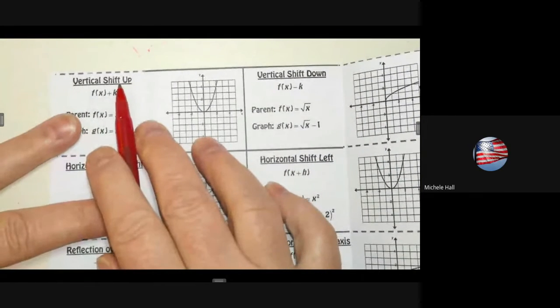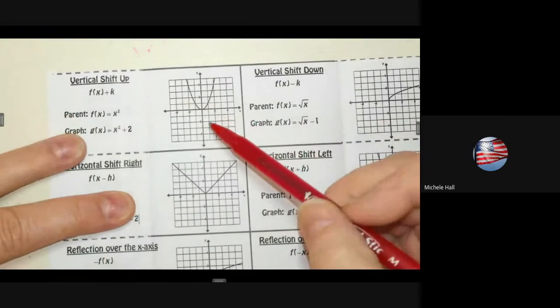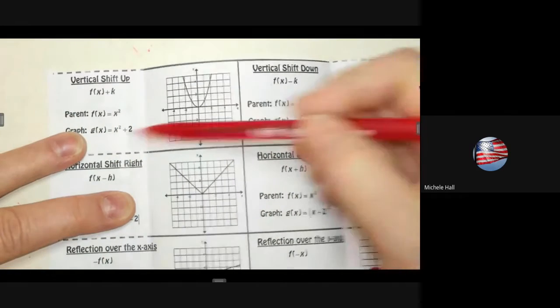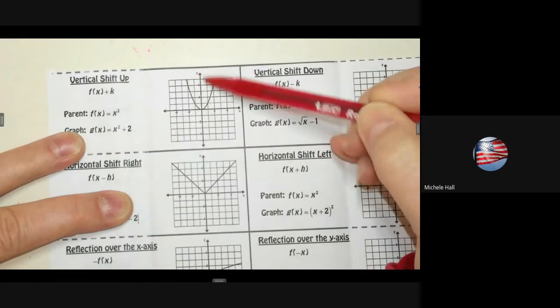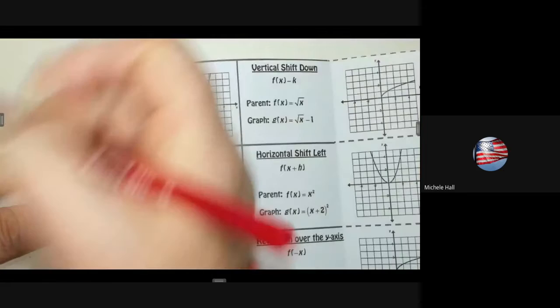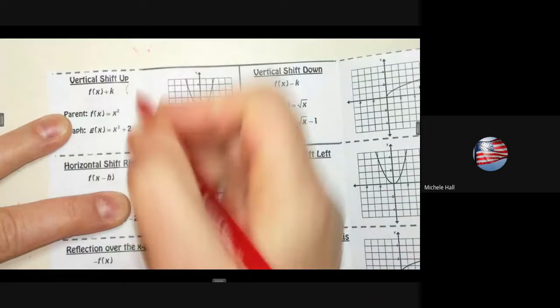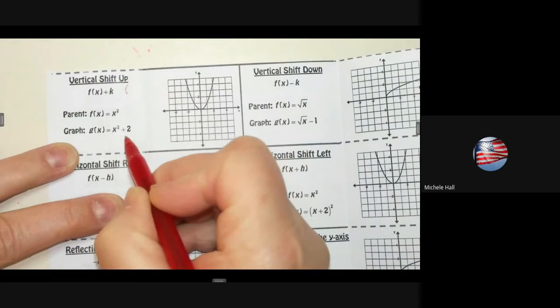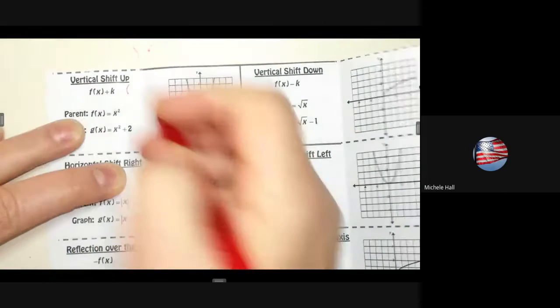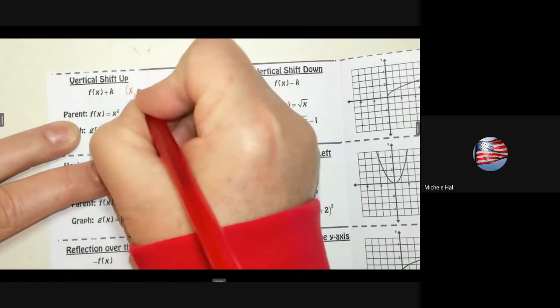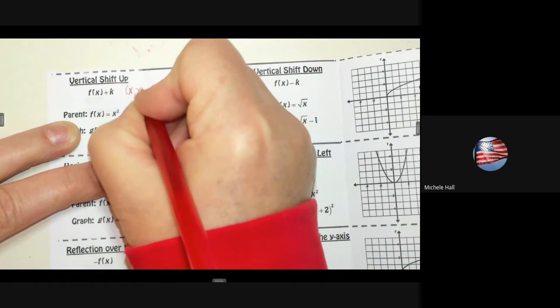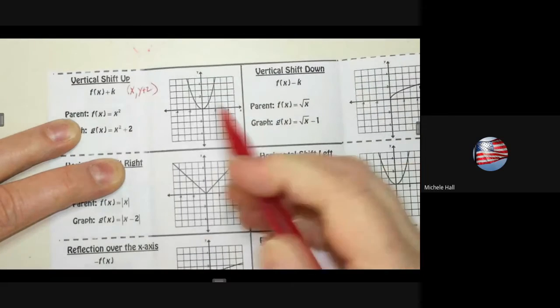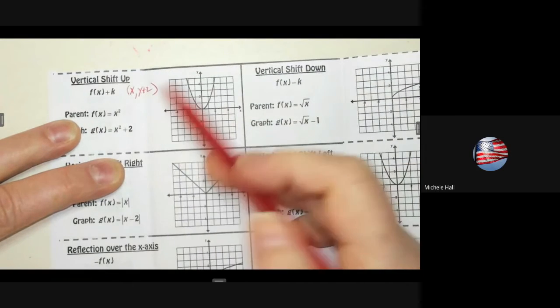Vertical shift up. Here's our main function, x squared. A vertical shift up means you're talking about the y-axis. And so here I'm wanting to shift up 2. That's on the y-axis. So that means x, and I would be adding 2 to my y value. All my y values are being added by 2.